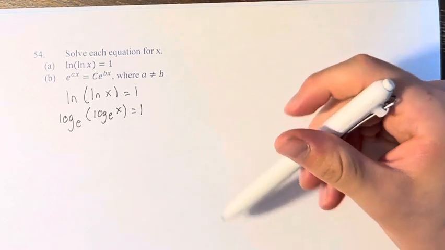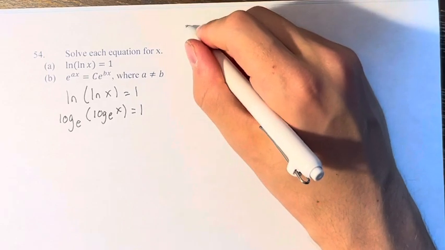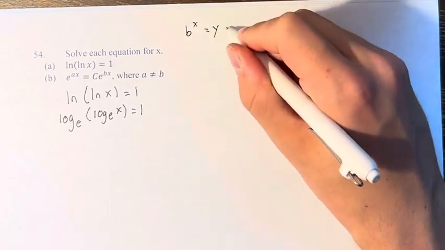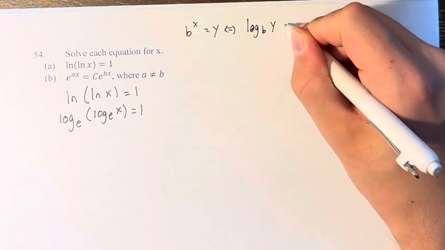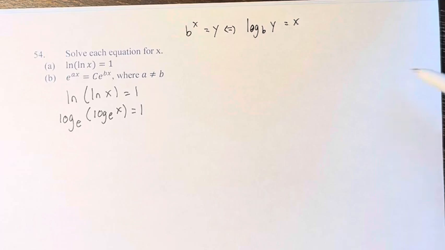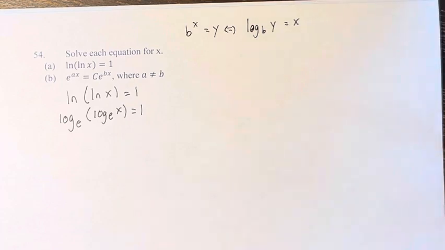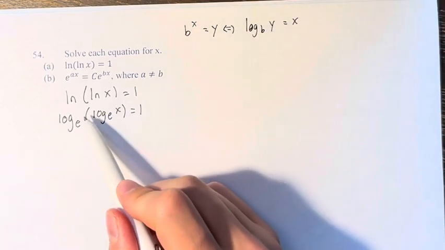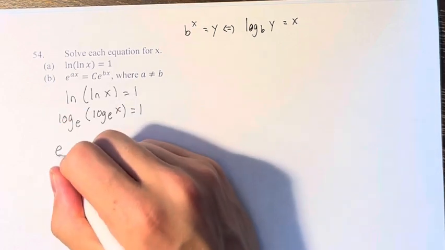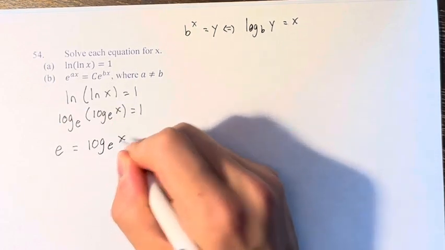And here we use the relationship between exponentials and logarithms, which states that if b to the x equals y, then log base b of y equals x. So we can rearrange, depending on where our variable is, to solve for x, or to solve for y. We can rearrange it from an exponential to a logarithm. So here we want to get it to an exponential, so it becomes e to the 1, which is just e, equals log base e of x.